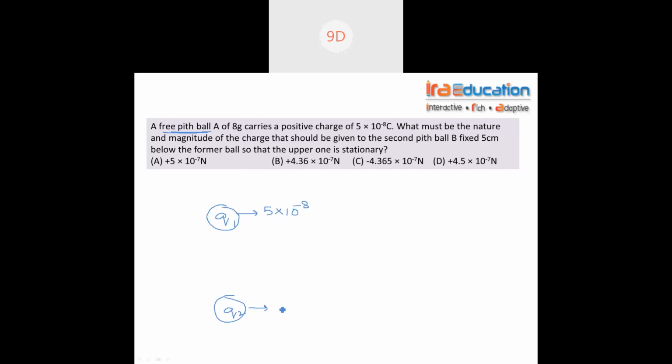He wants the charge of this, and he's given some situation. He's asking what must be the nature and magnitude of the charge that is given to the second pith ball B. This is pith ball A, this is pith ball B. Guys, he's asking this one's nature and magnitude so that the former ball is stationary. This has to be stationary, it shouldn't move.